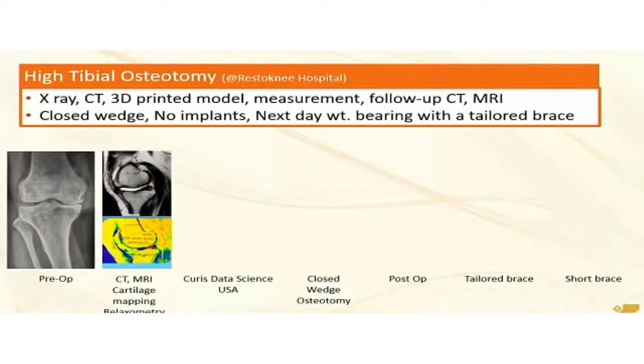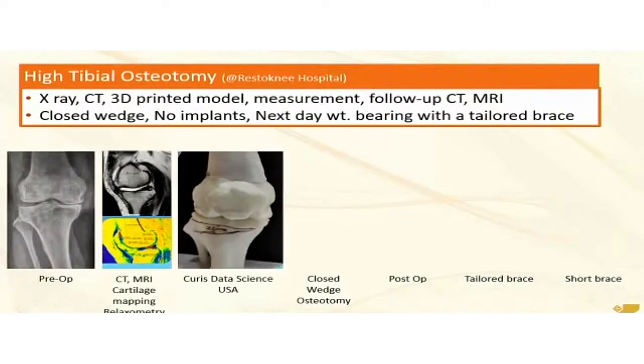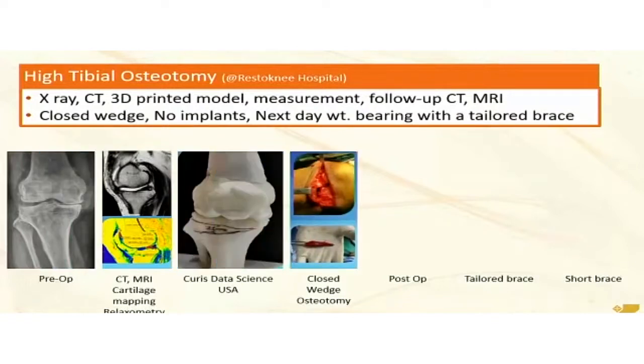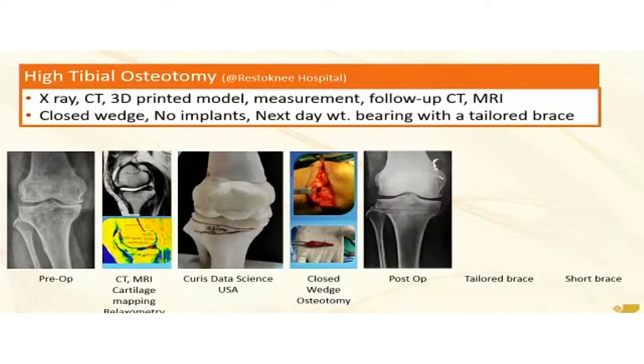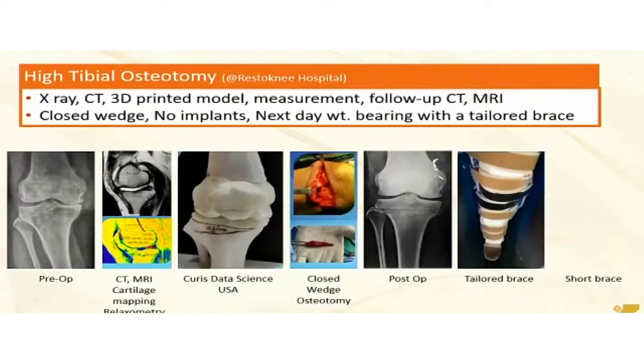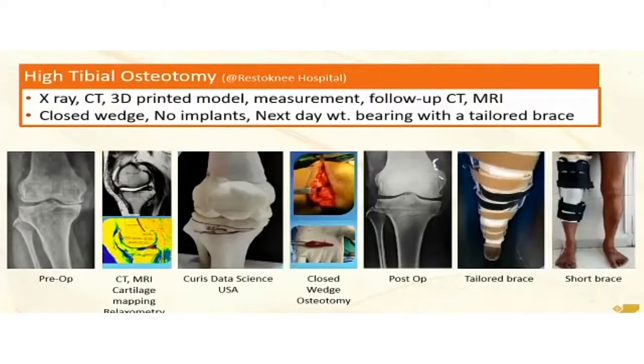But pre-operatively, we go with the pre-operative CT and MRI. We send the data to the USA to Curious Data Science. They give us all the feedback and tell us what is the best wedge to be removed. The closed wedge osteotomy with a transverse incision is done. Then postoperatively, a tailor-made brace is given for a month where the patient is weight bearing, and thereafter a short brace.